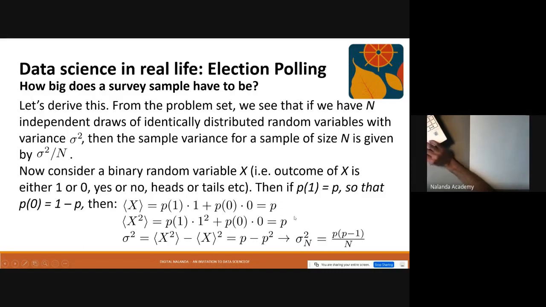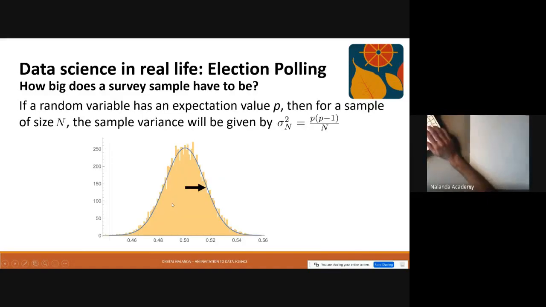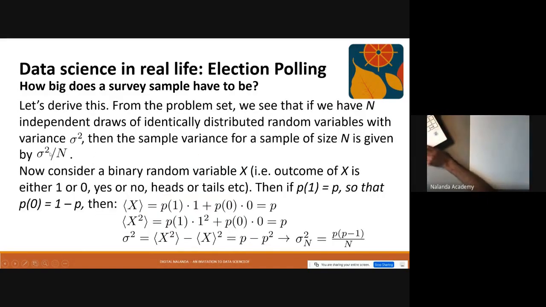So where does this square root of p(1-p) over n come from over here? It comes from the following fact: the sample variance goes like the variance for one event divided by n. Now consider the situation where we have a binary random variable. That means the outcome is either yes or no, 1 or 0, heads or tails.